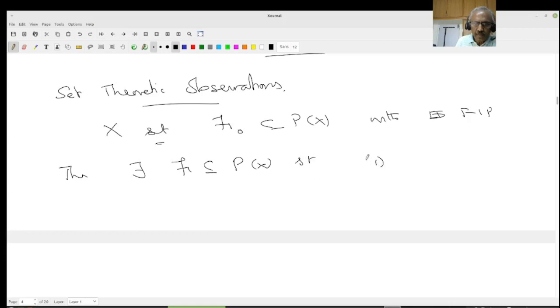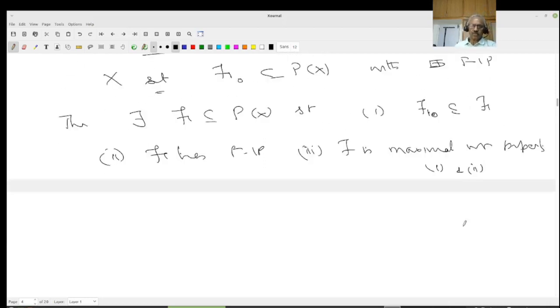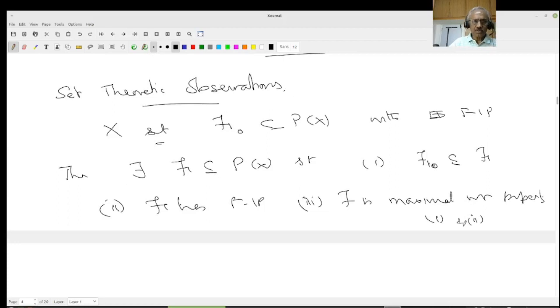One, F naught is contained in F, and two, F has FIP, and three, F is maximal with respect to properties 1 and 2. What does that mean? So these are the things you have to be careful about.